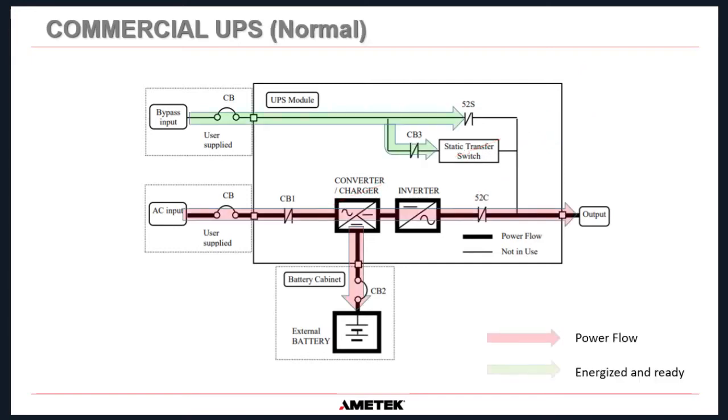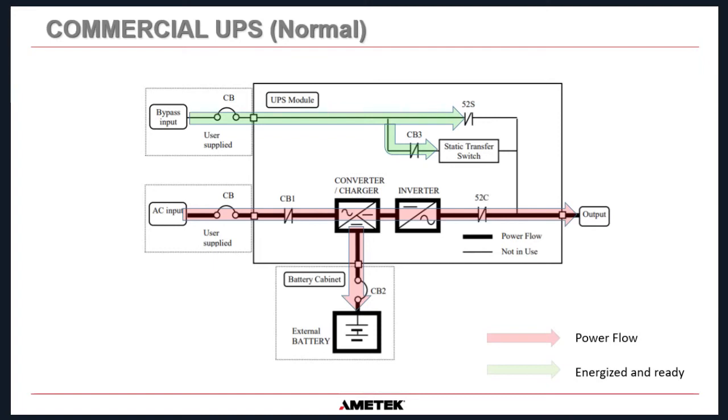Okay. So here is the normal power flow within a commercial UPS. You can see in the bottom right hand corner of the screen, there is a red arrow that is saying where the power is flowing, and there's a green arrow that is saying that the power is energized and ready, but it is not supplying power at this time.